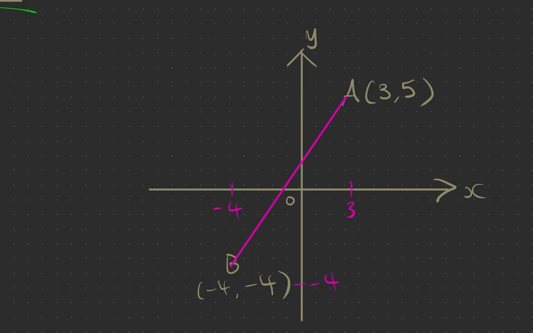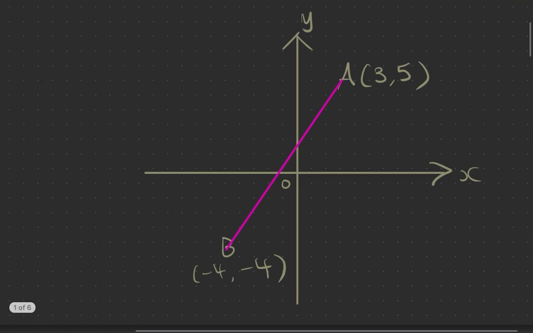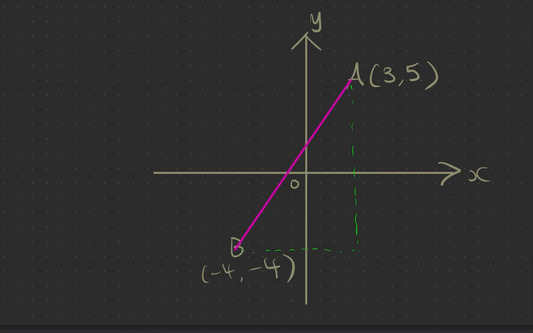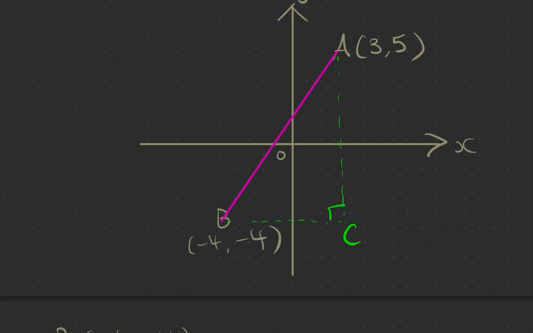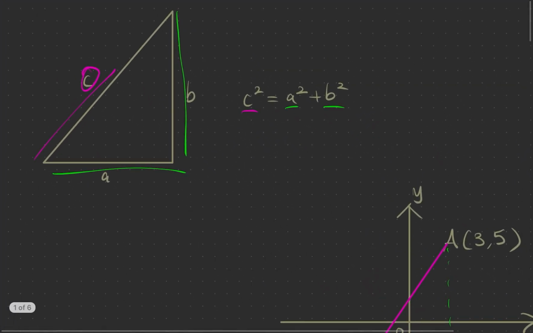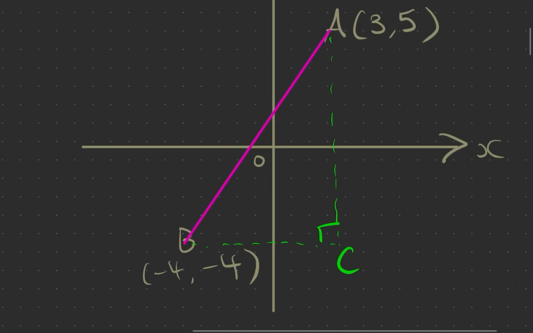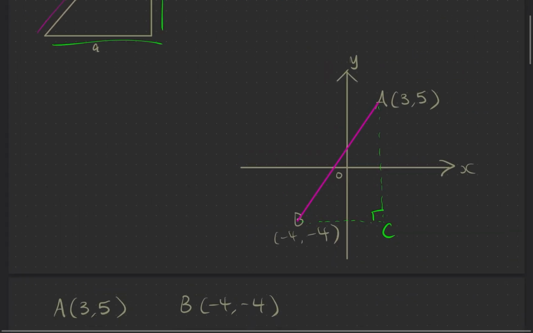I'm just gonna get rid of these points here. Alright. So as you can see, if I just draw a vertical line directly down from A and a horizontal line reaching to that vertical line, I create a right angle triangle. And I'm just going to call this point over here C. Alright? So using what we just went through just now, c square equals to a square plus b square, we will then understand that AB square will equal to AC square plus BC square. But here's the issue. How do we find AC and BC?